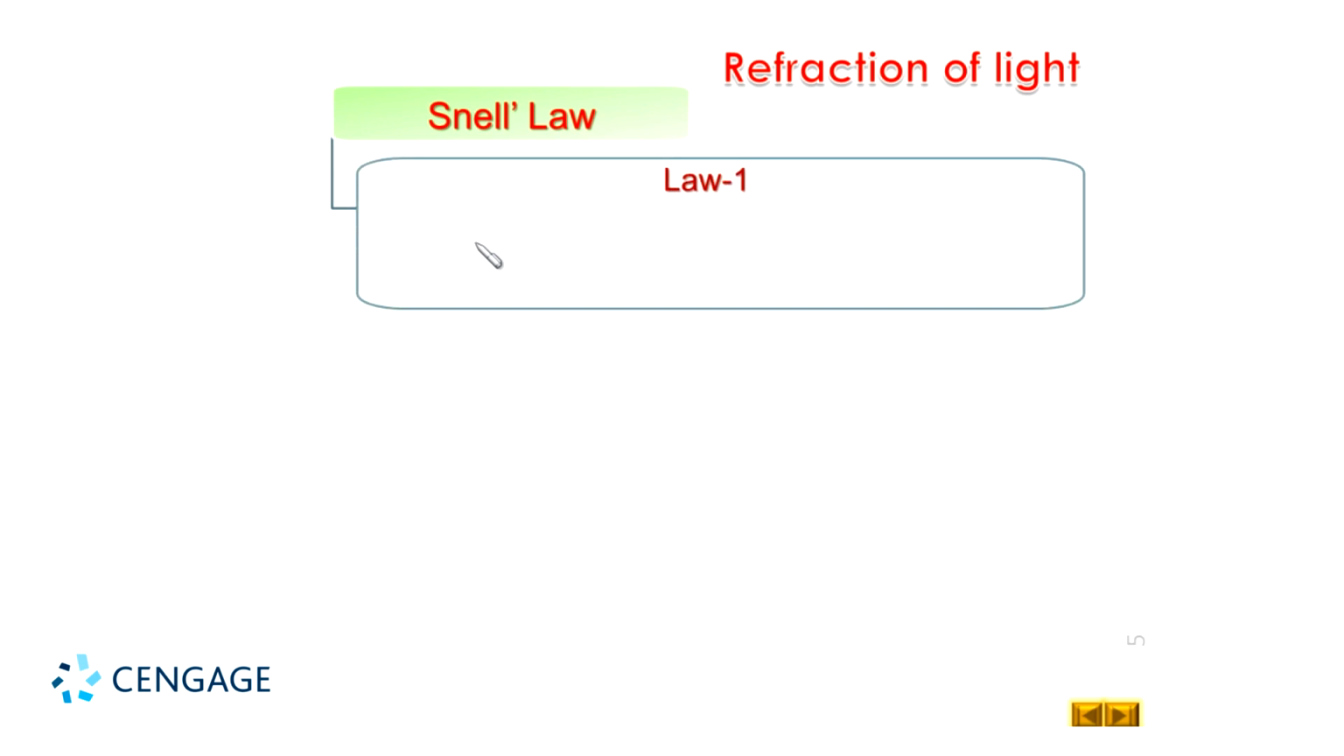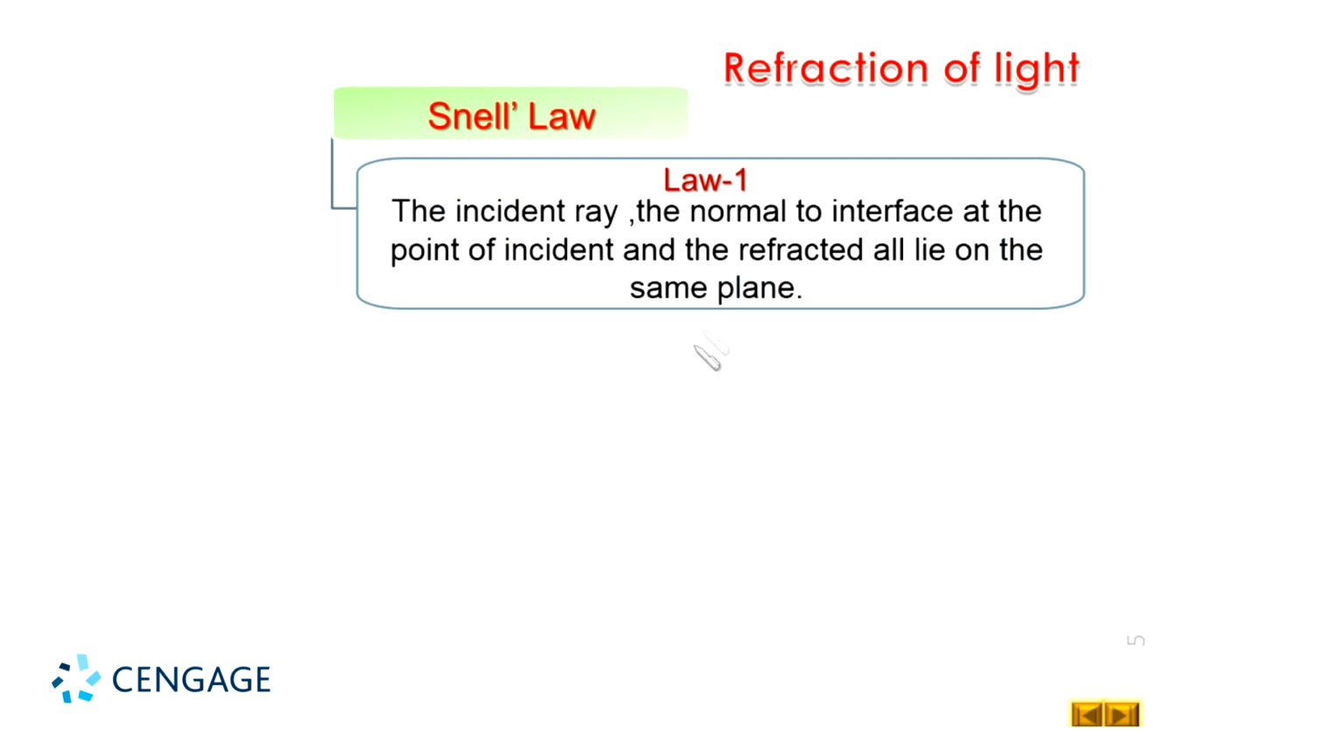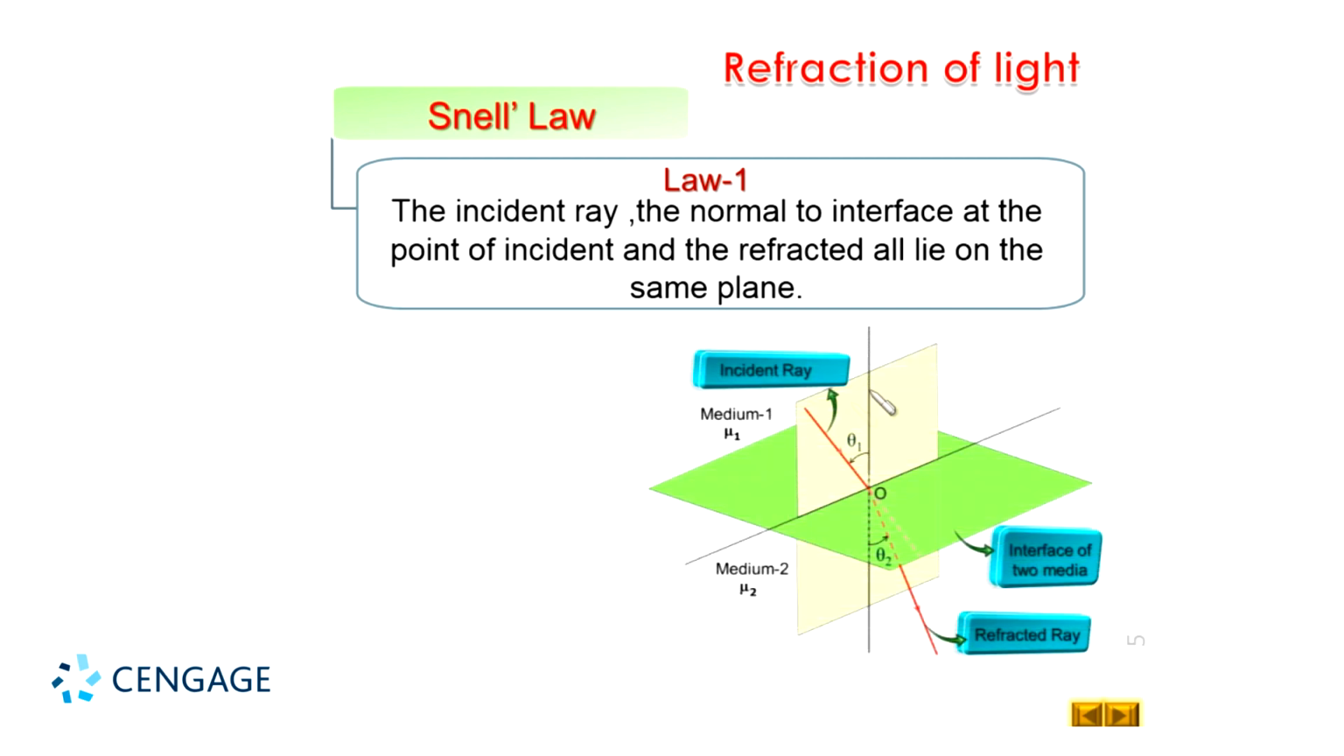There are two laws about refraction. So let us learn law number 1. In law number 1, the incident ray, the normal to the interface at the point of incidence, and the refracted ray all lie in the same plane. We can observe this situation through one diagram. You can observe this incident ray, the normal to the interface at the point of incidence, and this refracted ray all lying in the same plane. You can observe here one more thing. We have used the subscript 1 for the incident medium, that is mu1 and theta 1, and we use the subscript 2, that is mu2 and theta 2, for medium 2.